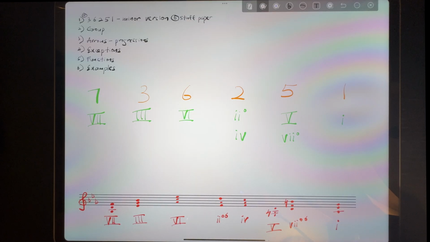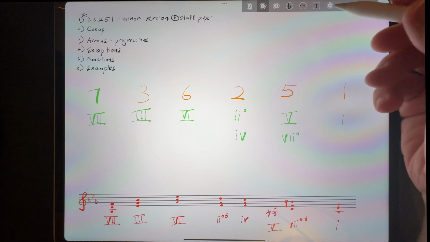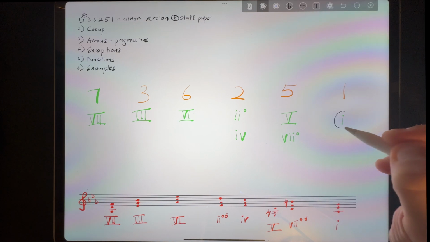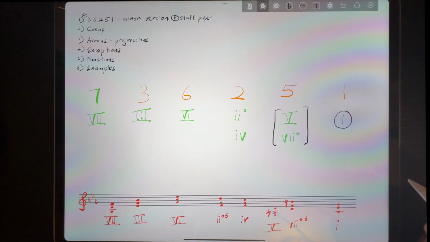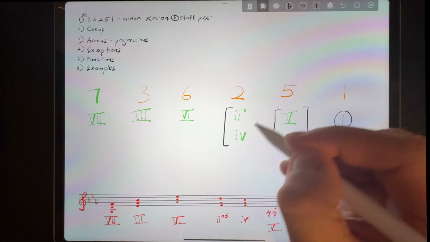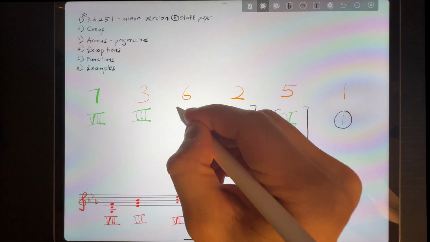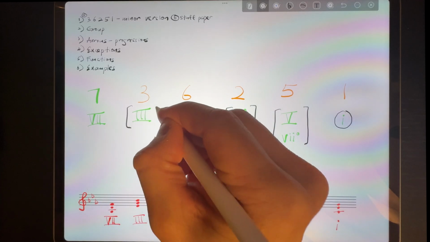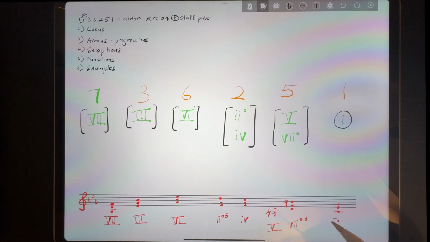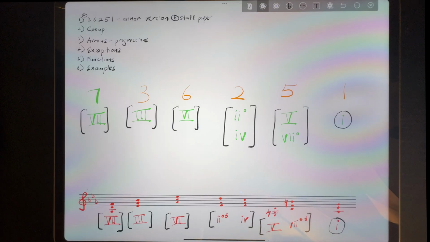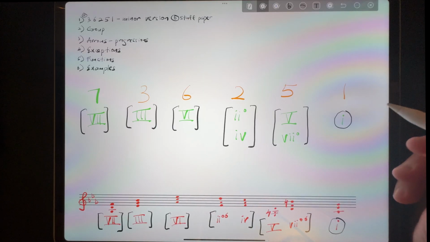Okay, next step, I'm going to group these chords together. The minor 1 chord is on its own, and the 5 and the 7 chord, they are under the same group. So are the 2 and the minor 4, and the major 6, the major 3, and the major 7. So I will do the same here. Now I'm going to draw arrows that show the progressions. And from the 1 chord, you can progress to any of these chords.